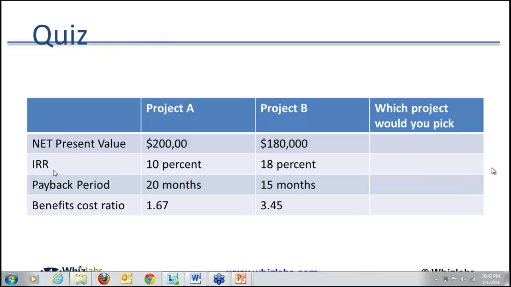Okay, internal rate of return. Which project should you select, internal rate of return, project A or project B? Anybody? Can I randomly unmute anybody and would like to understand?